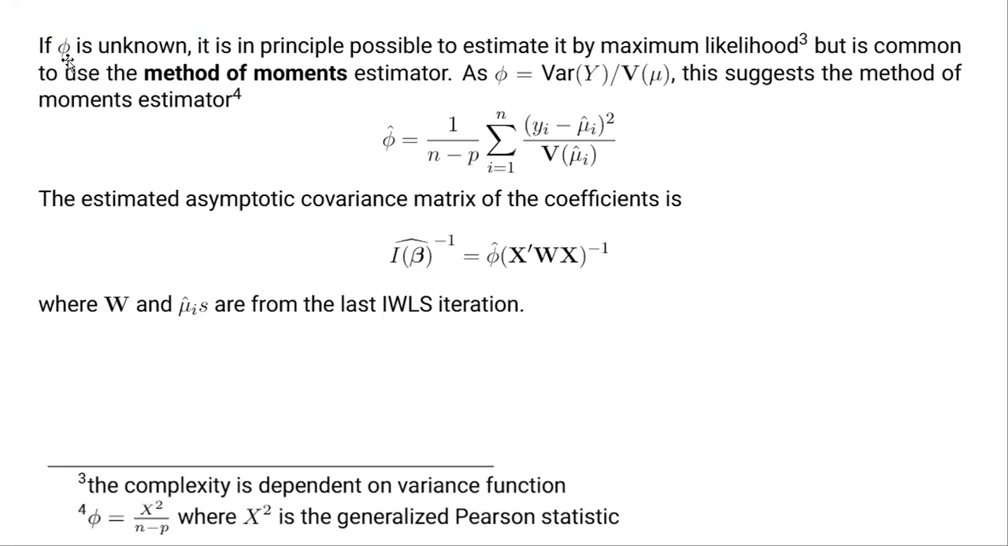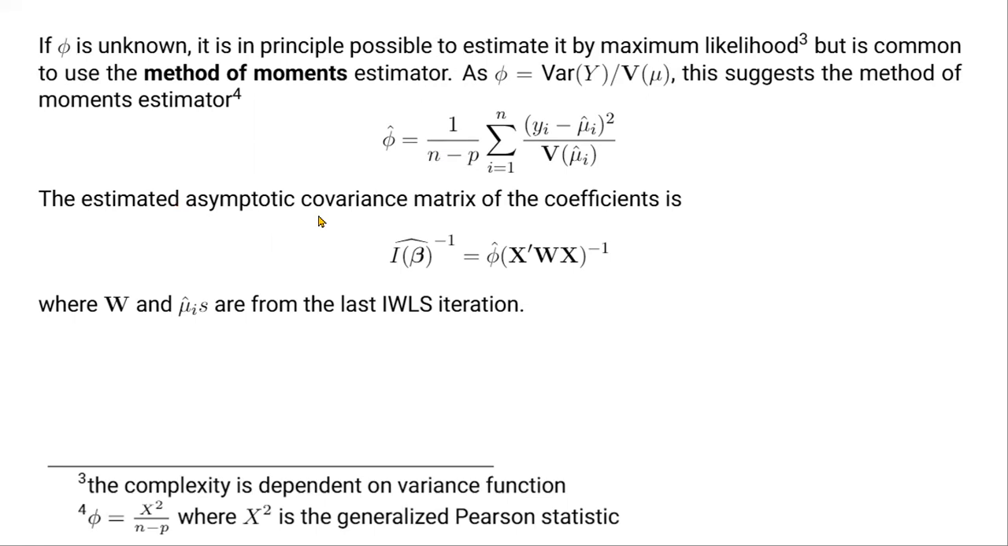Now, how about if phi is unknown? For some members of the family, it is unknown. Well, we can estimate it by MLE, but it's more common to estimate it by method of moments. And using this equality, it suggests the method of moments estimator, which I'll leave for you to figure out.